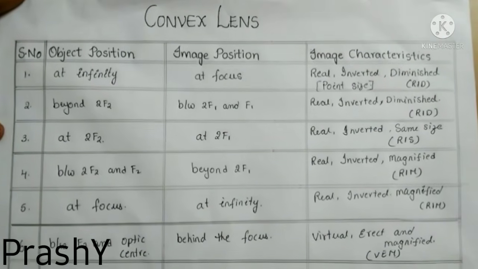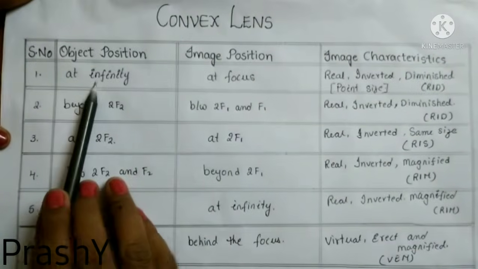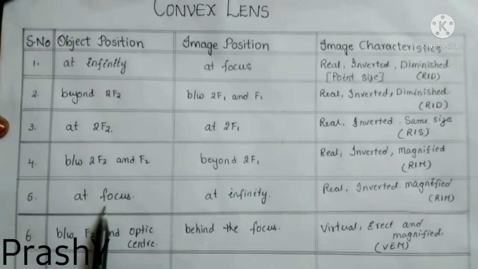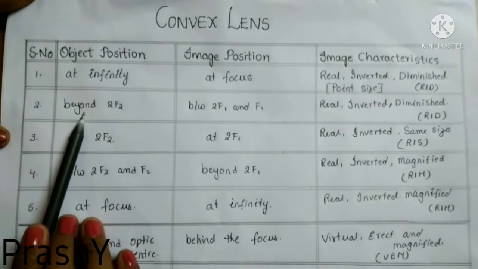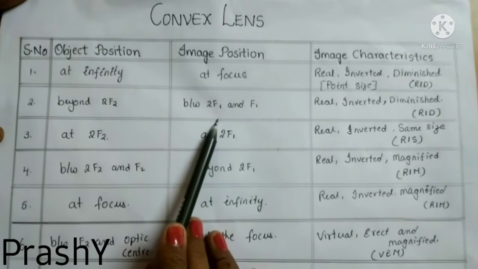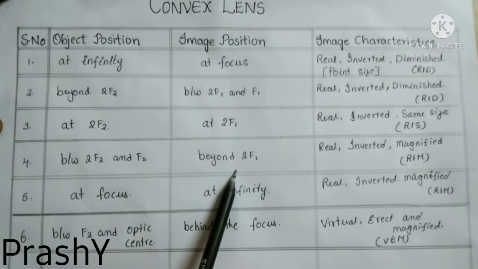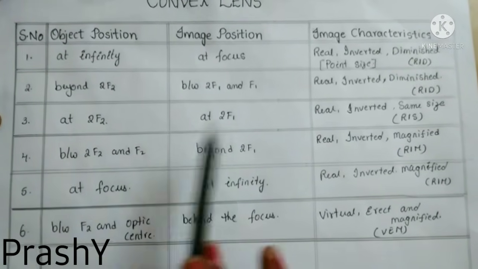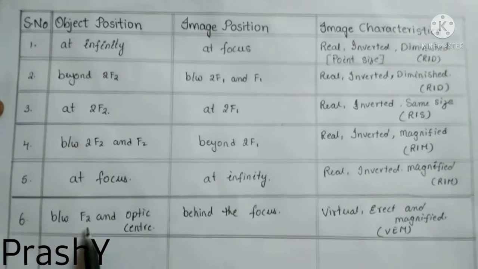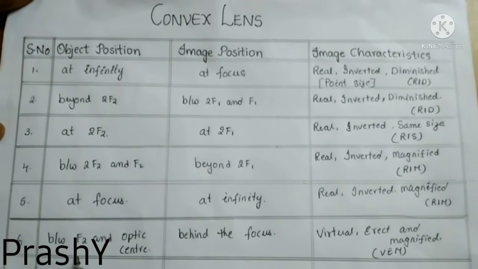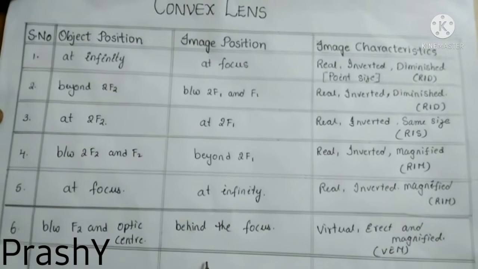So on observing the 6 cases for convex lenses, when the object is at infinity we are getting at focus. When the object is at focus we are getting at infinity. When the object is beyond 2F2 we are getting between 2F1 and F1. When the object is between 2F2 and F2 we are getting beyond 2F1. So at F2 you are getting at F1. And this is a special case where we are placing the object between optic center and F2. We are getting the image on the same side of the object.